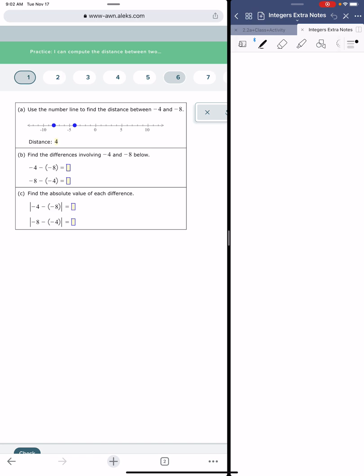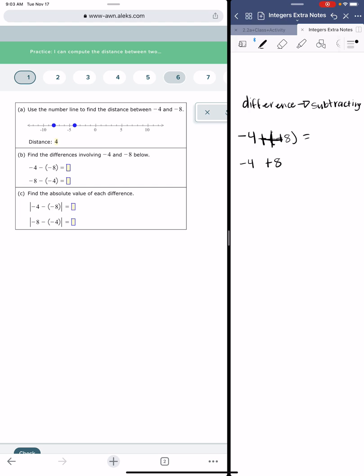Okay, and now it wants us to find the differences involving -4 and -8. So the difference, remember when we're dealing with difference, that means we are subtracting. So we have -4 subtract -8. And if you can remember from way back when we started integers, when you're subtracting a negative, it's the same thing as if we were to add a positive. So really that's -4 plus 8, because we change that and we change that. Or some of you guys have been doing one big plus sign, which is just fine.